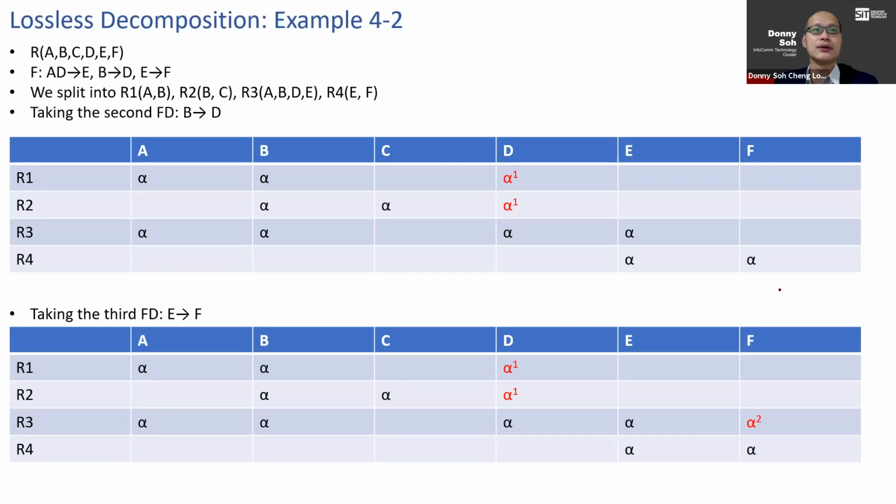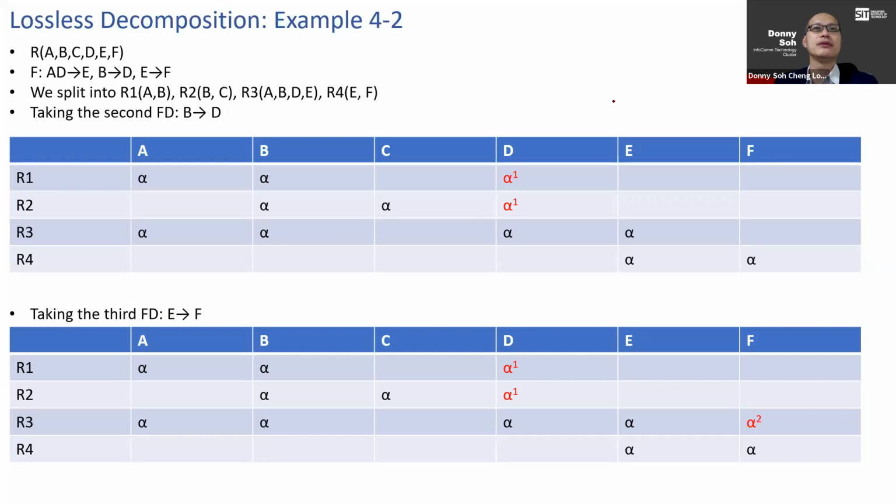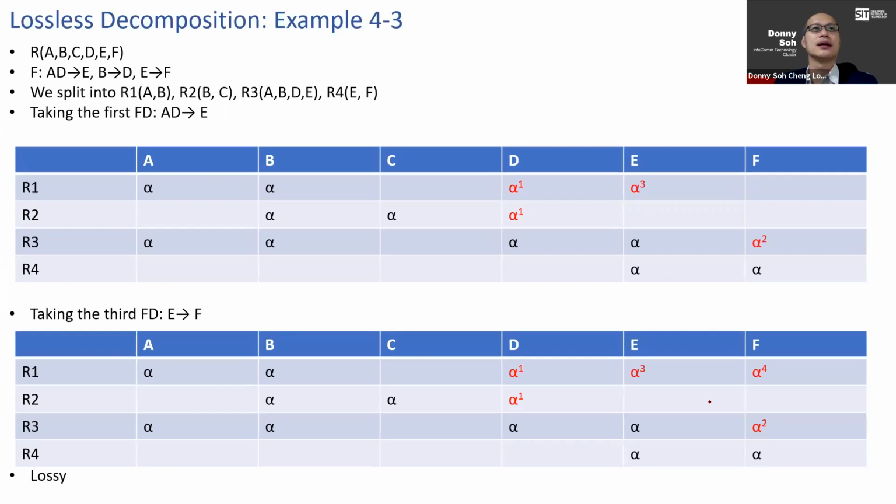Okay, so this is just what I did earlier. I used B to fill up these two. After that, I used E implies F to fill this one up. And after that, I used AD implies E to fill up this one. And then after that, the last one. And we find that this is actually a lossy decomposition.